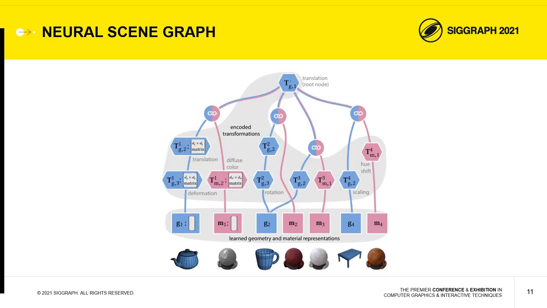Here is an illustration of the scene representation we use. Next we'll go through this step by step, but you can see that at the bottom we have a set of learnable geometry and material representations, which are transformed in the scene graph.